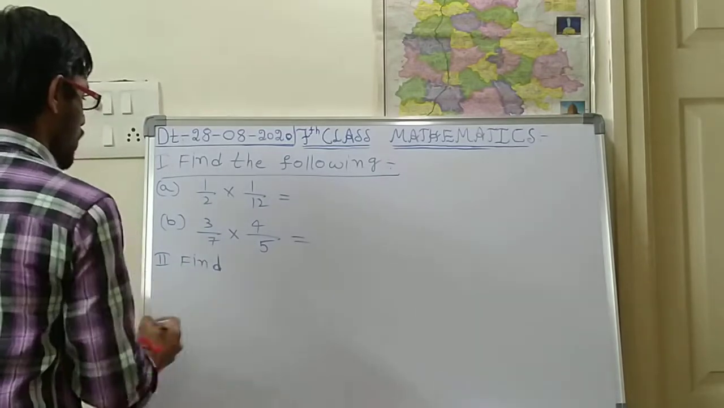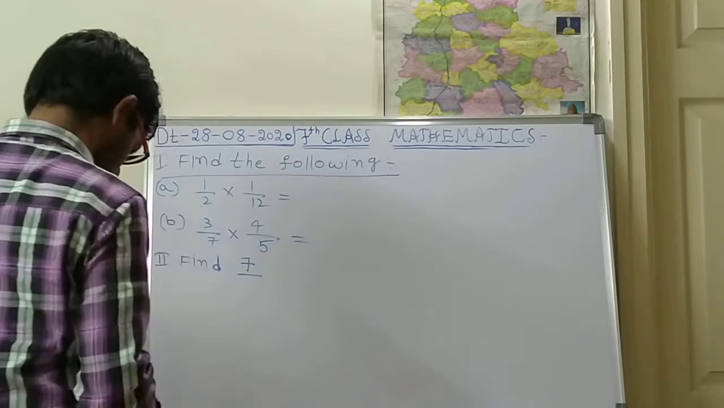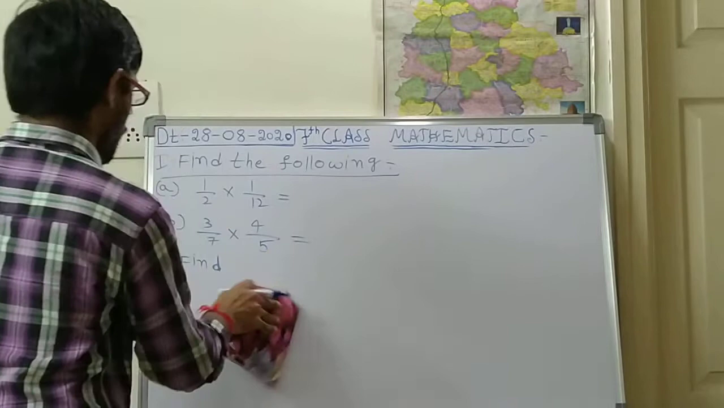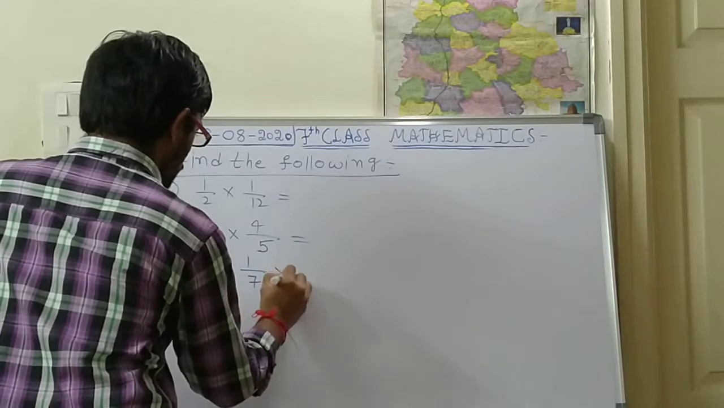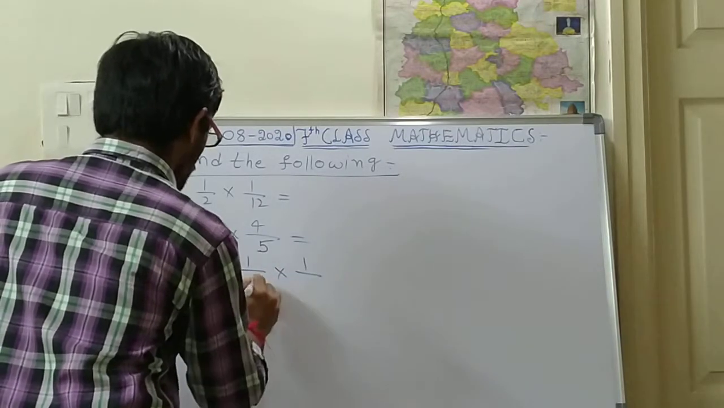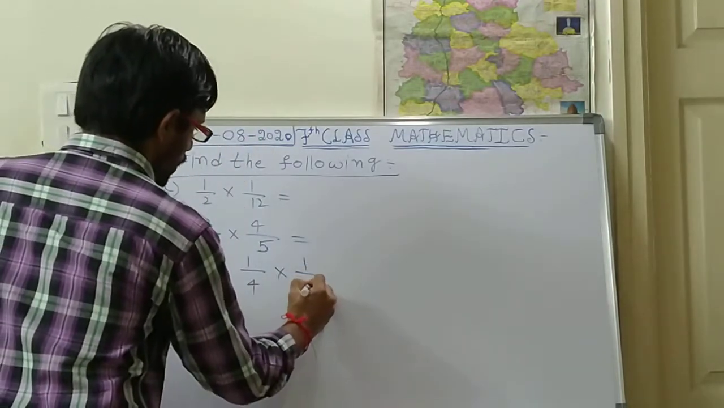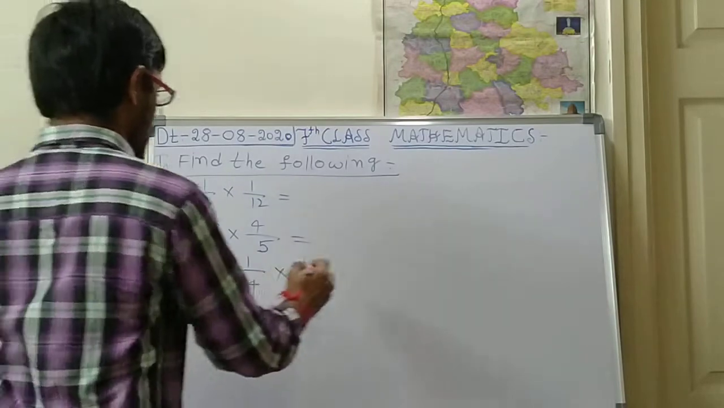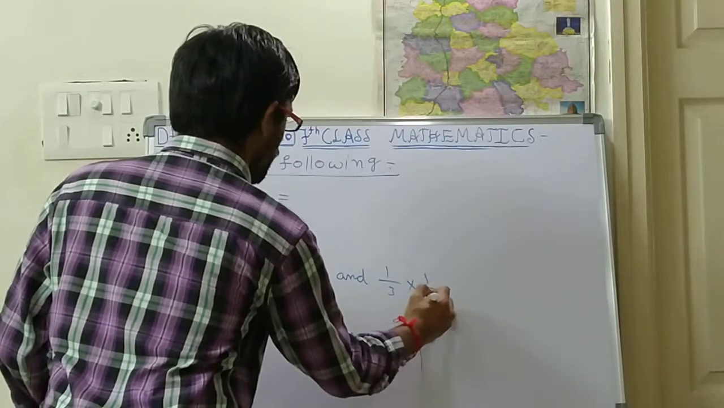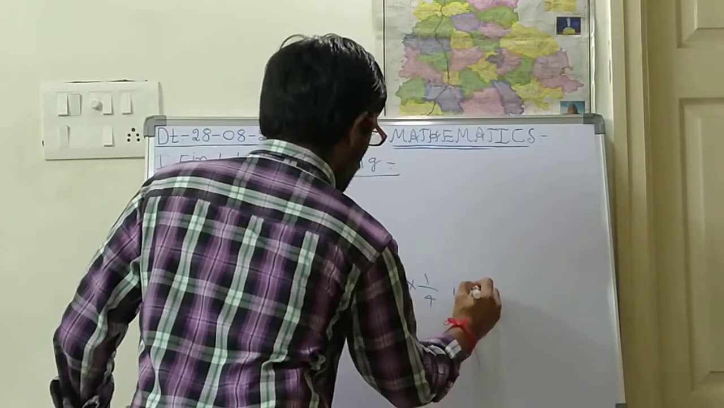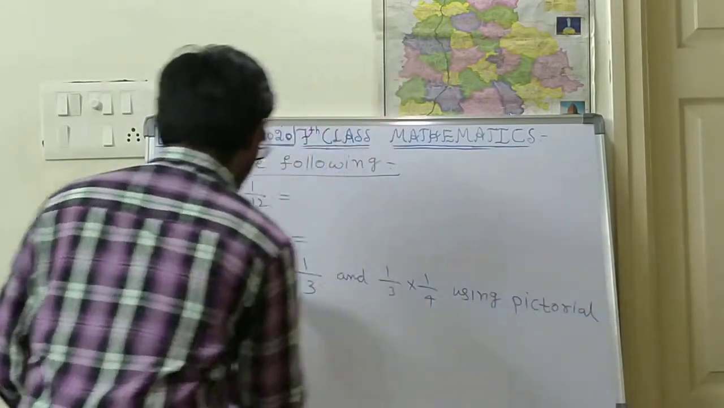Second bit: find 1 by 7 into 1 by 4, into 1 by 3, and 1 by 3 into 1 by 4, using pictorial representation.